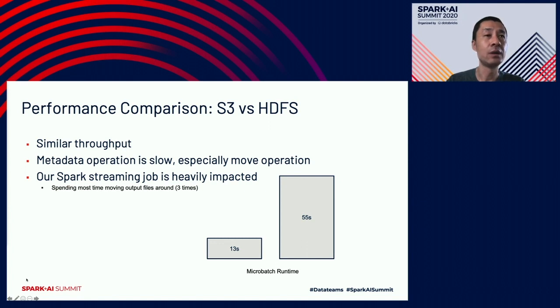For example, one of our Spark streaming applications persists a Kafka stream to the storage. On HDFS, the microbatch runtime is 13 seconds, but on S3, it increased to 55 seconds. Most of the time, the application is doing nothing but moving the files around. This caused the microbatches to pile up.